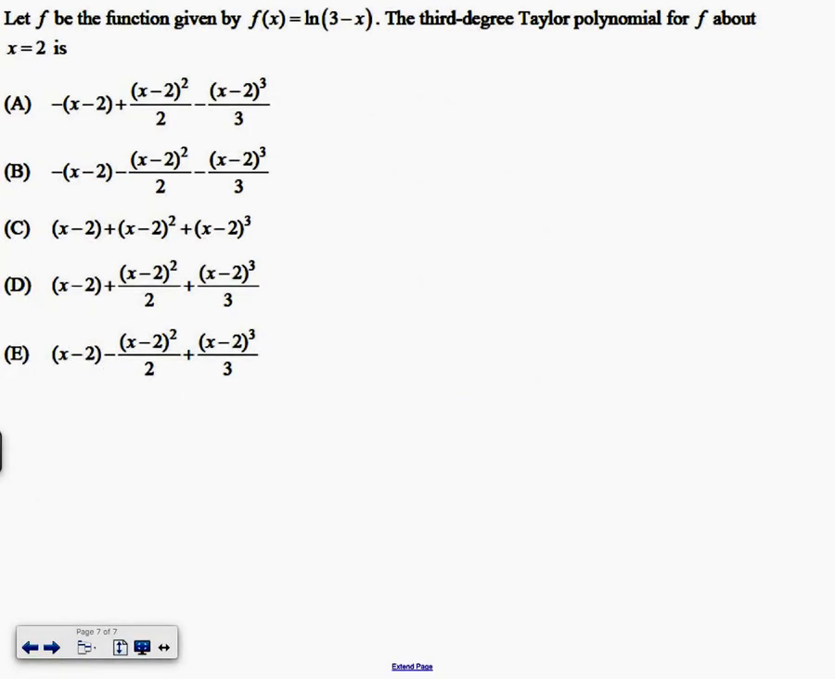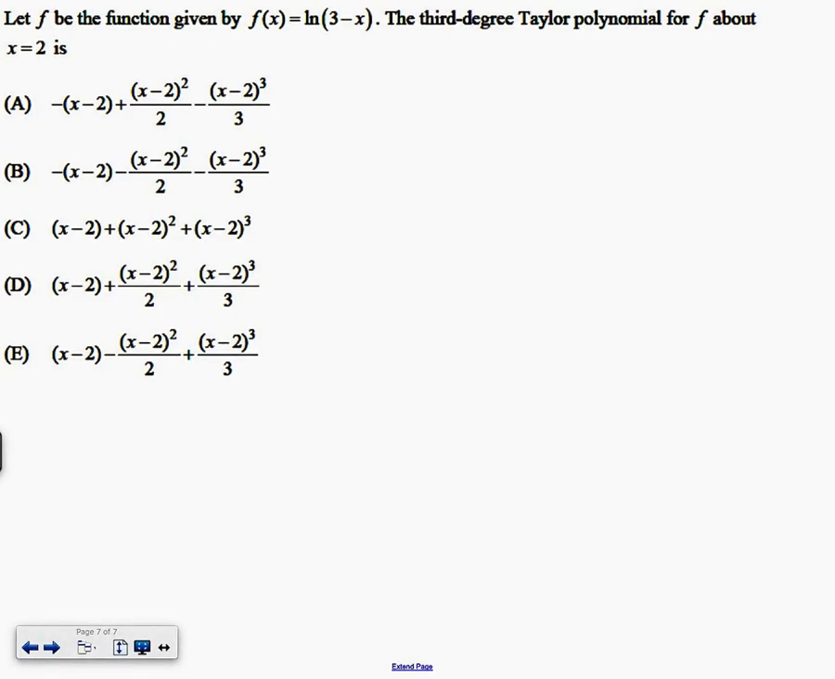Let f be the function given by the ln of 3 minus x. Find the third degree Taylor polynomial for f about x equals 2. Are we going to assume those are factorials, because there's no exclamation mark? Well, we're going to have to find them. We're going to use the definition. So I want third degree.